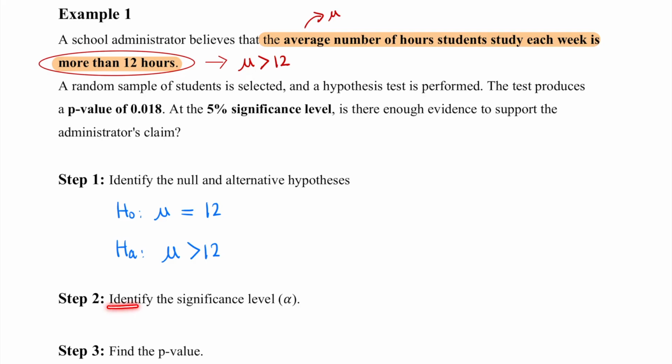Next, identifying the significance level, alpha. The problem says we're using 5% significance level, so alpha is 0.05. We'll compare the p-value to this number in the next step.